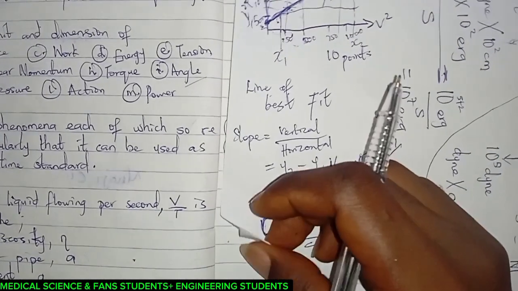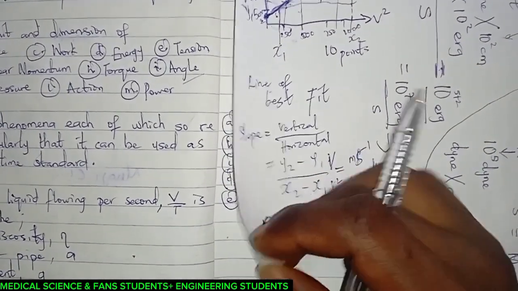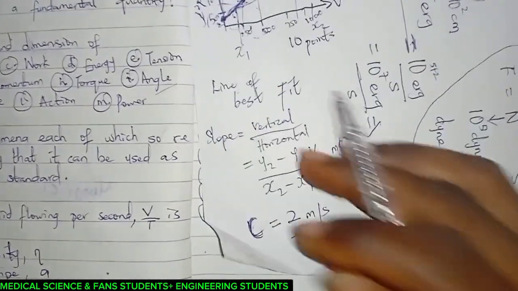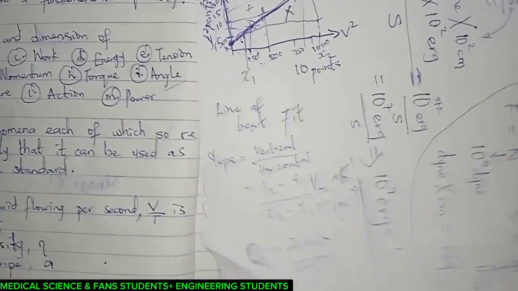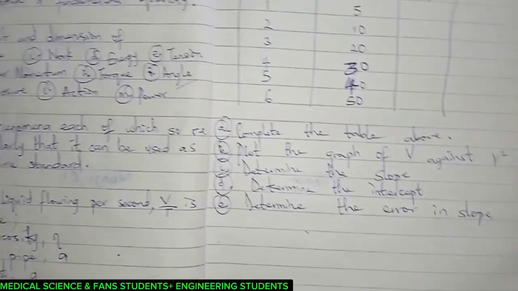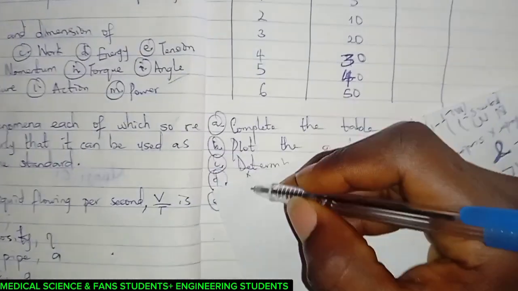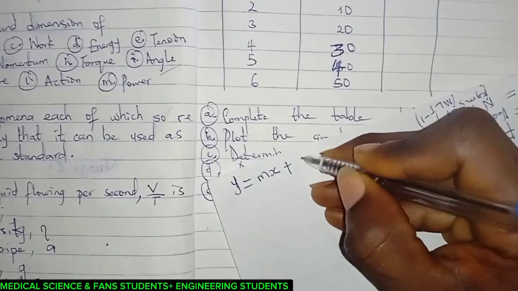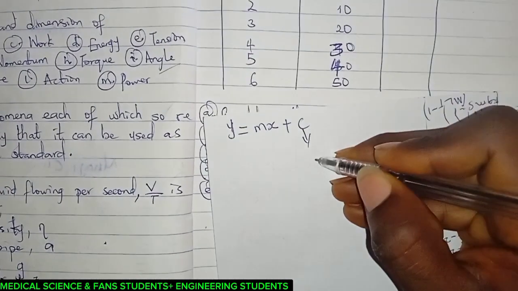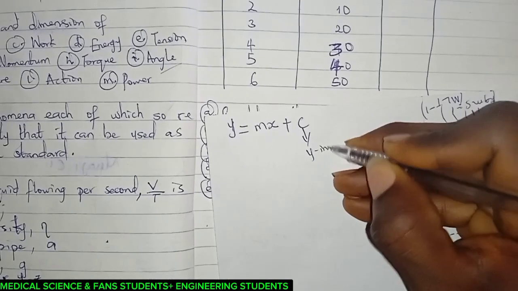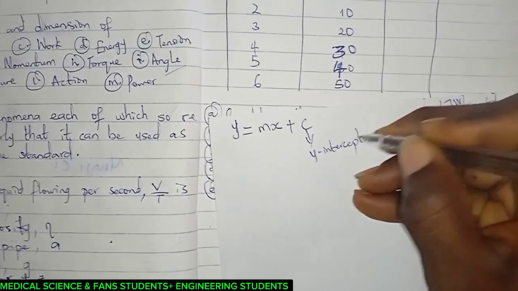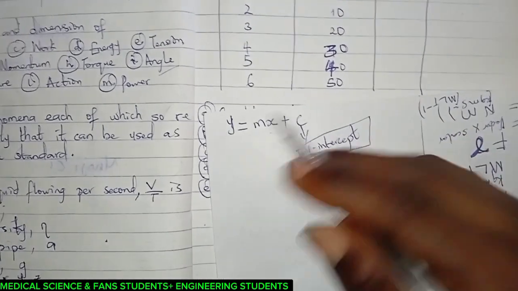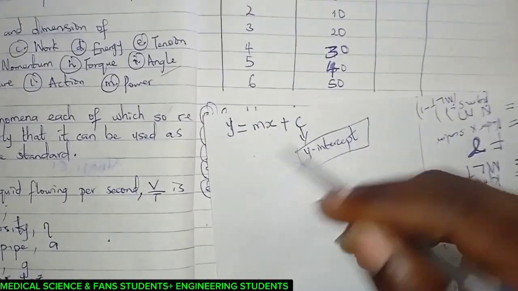So the intercept is the point where the line of best fit meets the vertical axis. And you know that there's an equation. Just like I'll be doing in the graph class, like I said, there's the equation of a straight line, y equals mx plus c. So this c is the y-intercept, the point where the line of best fit meets the vertical axis. It's not every time that you use this equation to solve, but there's a time where you use it.